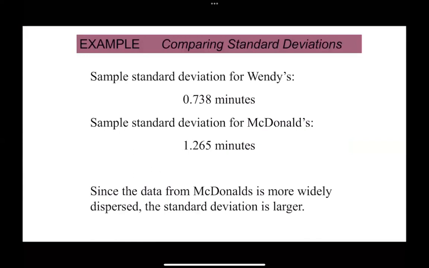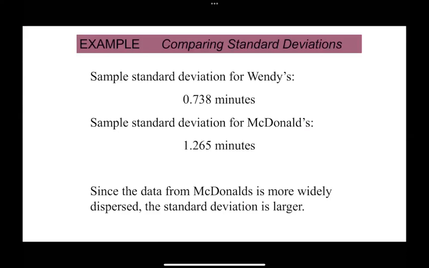And we find out that McDonald's is more dispersed. So McDonald's is larger, so there's more variability in the values. That means the range, basically how spread out the data is, is farther. So Wendy's is more reliable. Even if our wait times were on the larger side, they're all closer to the average.